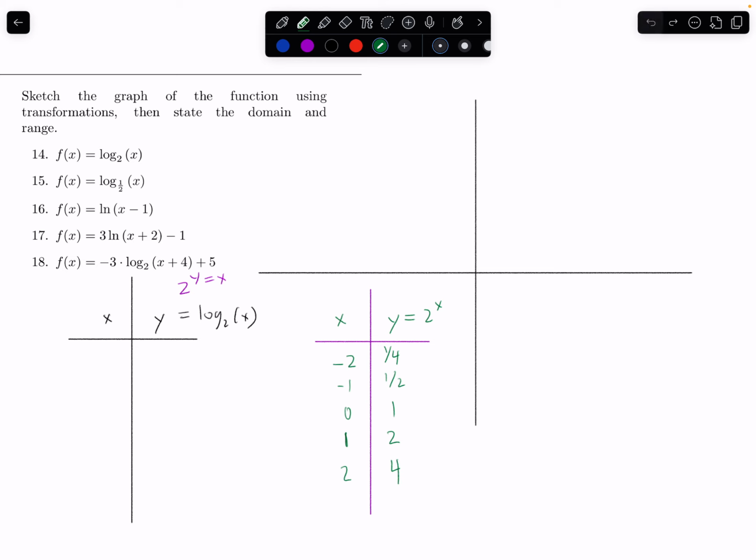This is the exponential function, right? Well, the logarithmic function is the inverse, so it's actually exactly the same values. And I just flip them. I just reverse them.